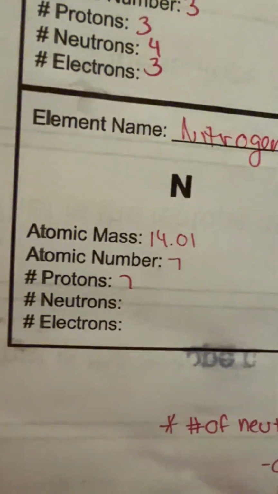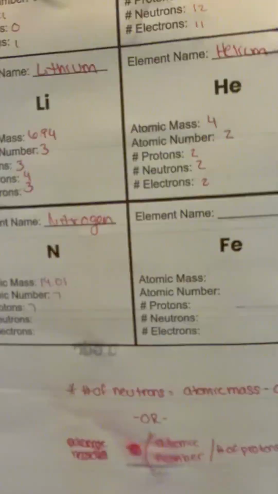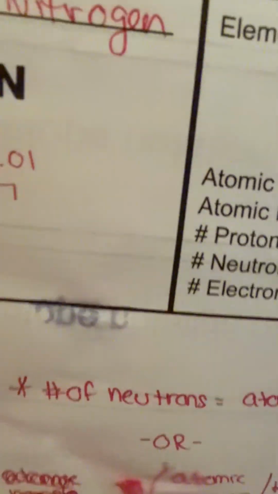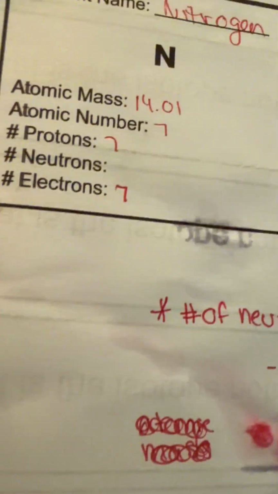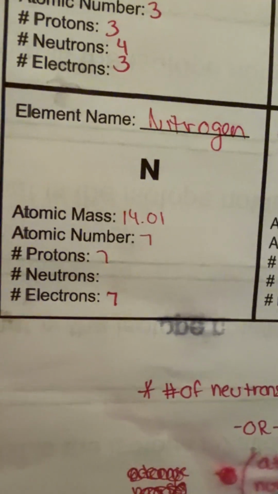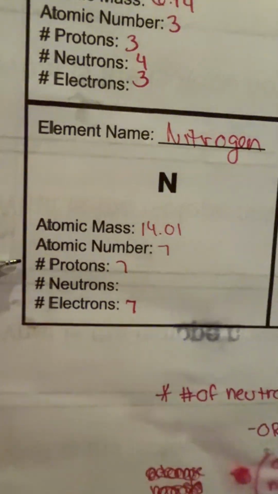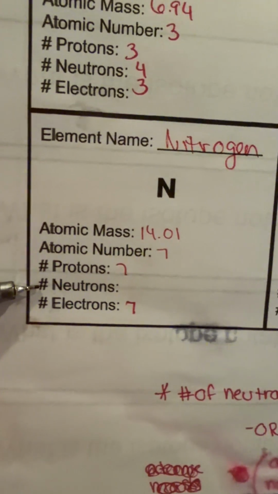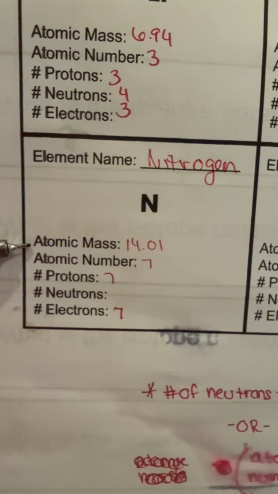This is all review, you guys. Nothing new here. And if it's a neutral atom, which we are assuming that it is, the number of protons is equal to the number of electrons. So I'm going to fill that out right there. Now a little bit of math required. Protons plus neutrons is equal to atomic mass.